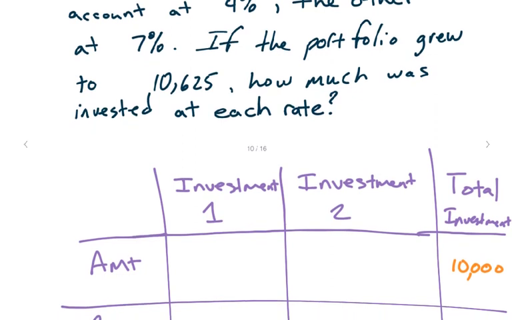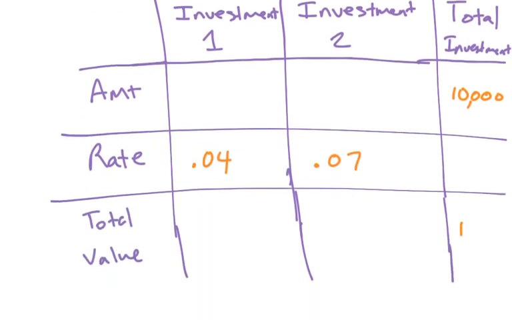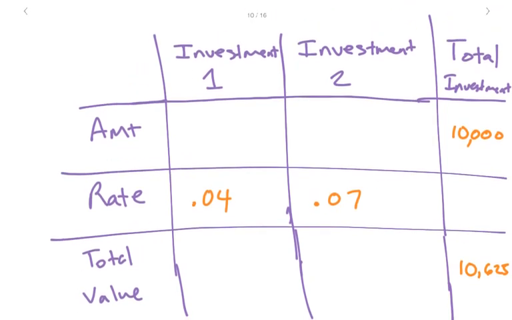And the portfolio grew to 10,625. So once we put it all together, we get 10,625 here. All right. So what am I doing here? Well, I like to put things in this chart because it organizes what we're trying to do fairly clearly.